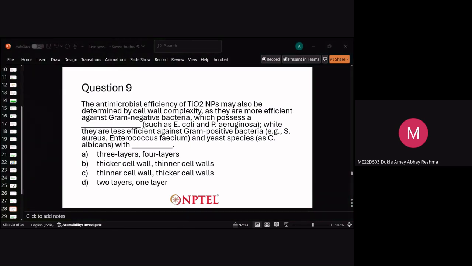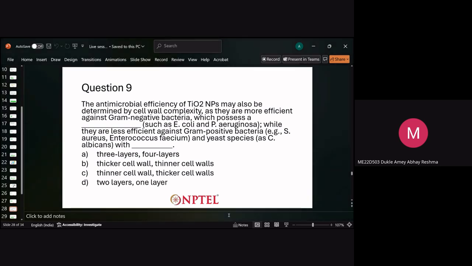Moving to question number 9, antimicrobial efficacy of titanium dioxide nanoparticles may also be determined by cell wall complexity, as they are more efficient against gram-negative bacteria which possess dash, while they are less efficient against gram-positive bacteria and yeast species with dash.